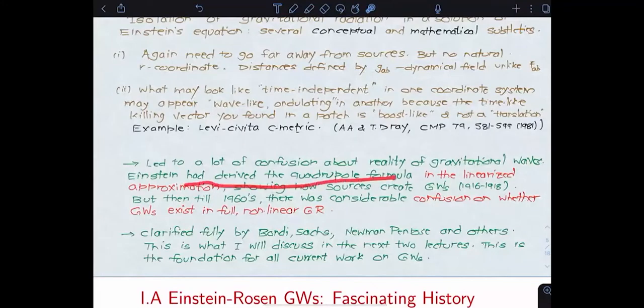Einstein had derived the quadrupole formula already in 1916 to 1918. So that actually does have gravitational waves, and it tells you how much energy is carried away by gravitational waves in terms of the third time derivative of the quadrupole moment. But this was done in the linearized approximation, and there was a lot of confusion whether gravitational waves exist in full nonlinear general relativity. And as we're going to see, Einstein himself contributed to this confusion.